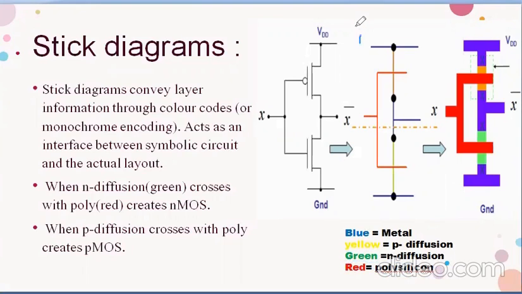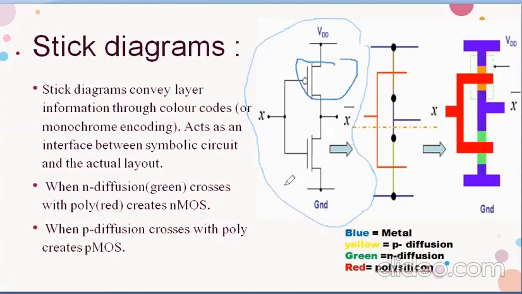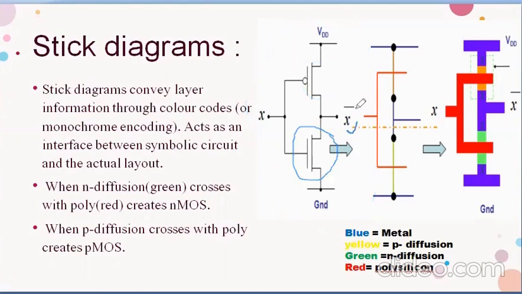Now we implemented our NOT gate using CMOS technology. This is my PMOS and this is my NMOS, and the output will be the inversion of my input. My PMOS can be represented using yellow color and my NMOS using green color. Now for polysilicon, this is the gate, so the gate is represented using red color. These are connections. For different connections, we use metal, blue color.